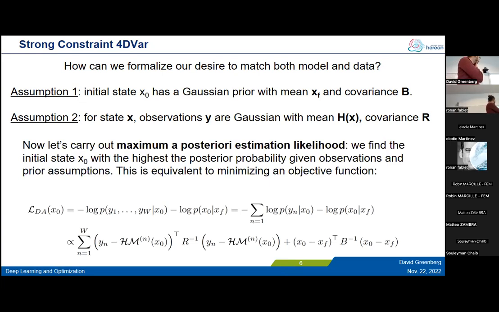So what we want to do then is carry out maximum a posteriori estimation, which is to say we want to find the initial state with the highest posterior probability given the observations and prior assumptions. So that breaks down to maximizing the log likelihood of the observations given the initial state, as well as the prior probability of the initial state, plus a constant term we don't care about. So we maximize that or minimize its inverse, and this is our data assimilation loss.